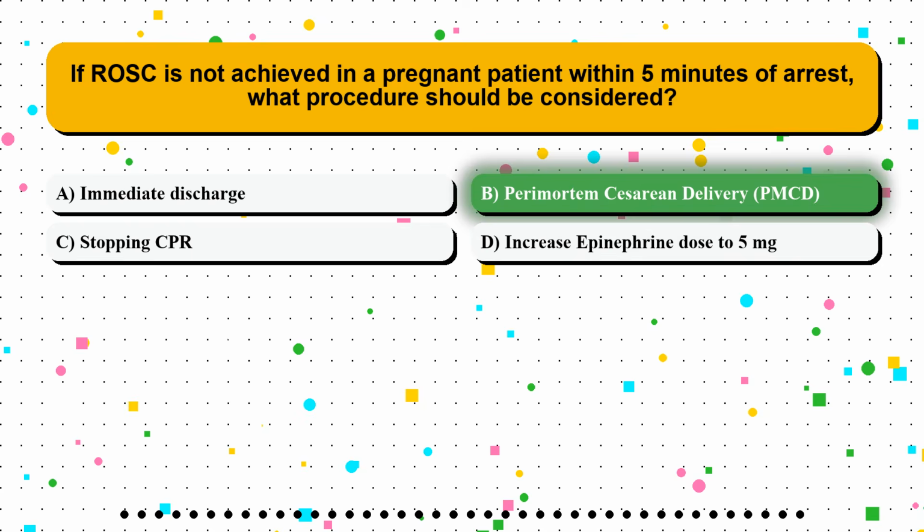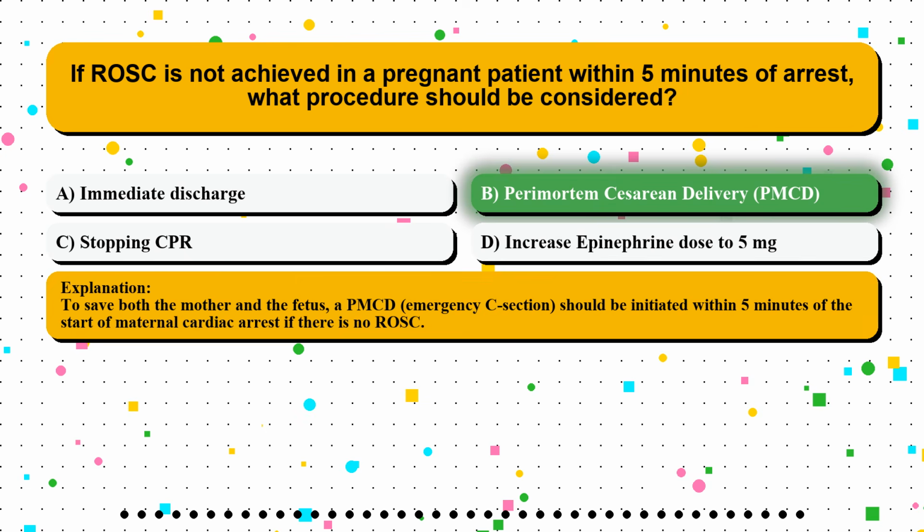The correct answer is option B. Perimortem cesarean delivery, PMCD. To save both the mother and the fetus, a PMCD, emergency C-section, should be initiated within 5 minutes of the start of maternal cardiac arrest if there is no ROSC.